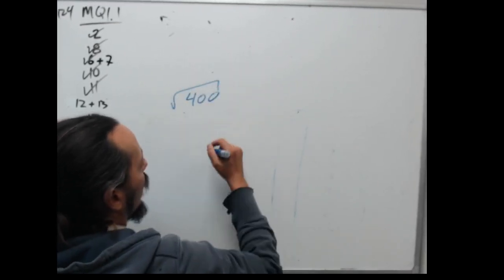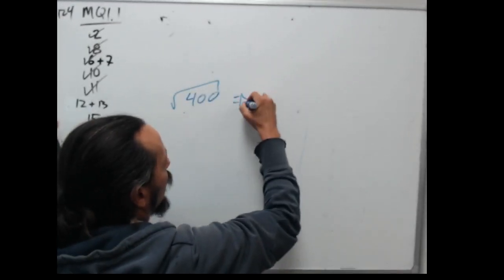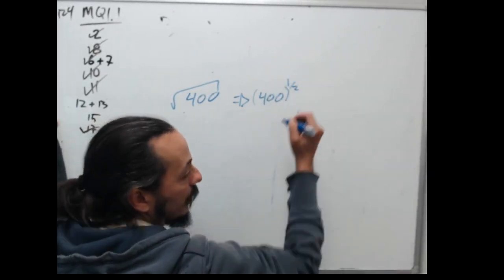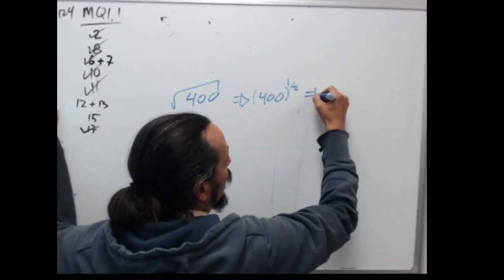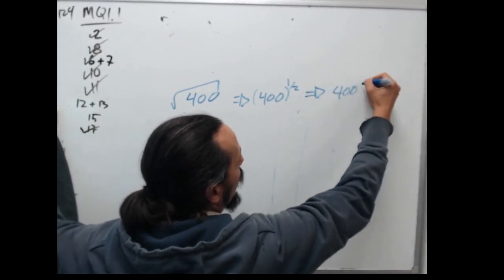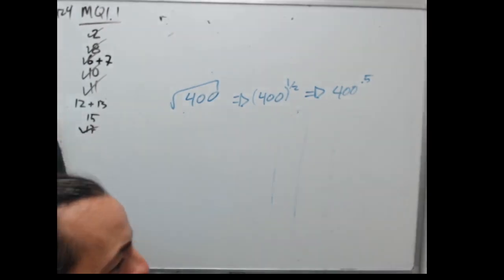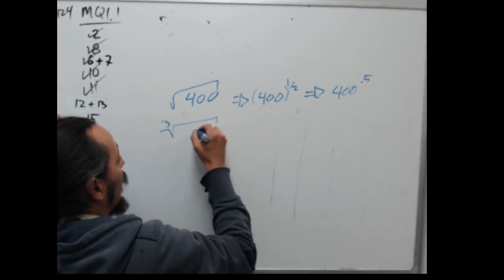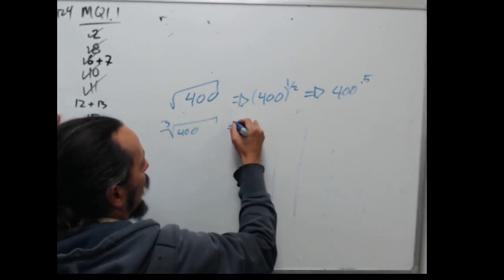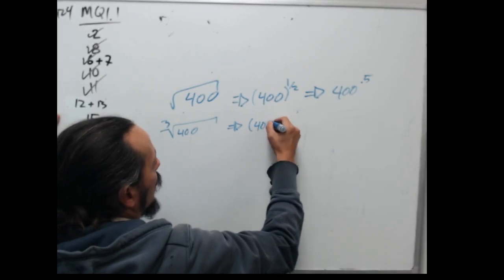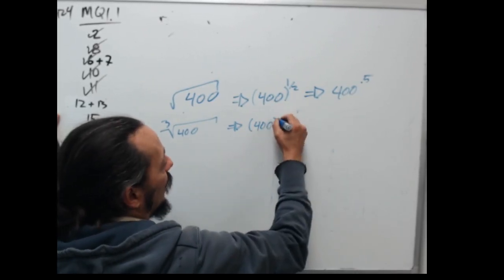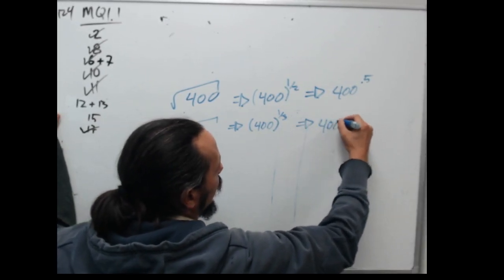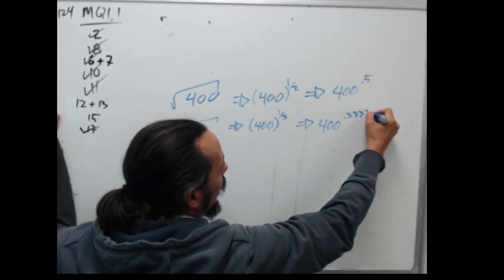400 and we want to take the square root. That would be equivalent to 400 to the power of 1/2, which is equivalent to 400 to the power of 0.5. So I just do 400 to the power of 0.5. Same thing if I wanted to do the cube root of 400. Then it would be 1/3. Which would then be 400 to the power of 0.33333.